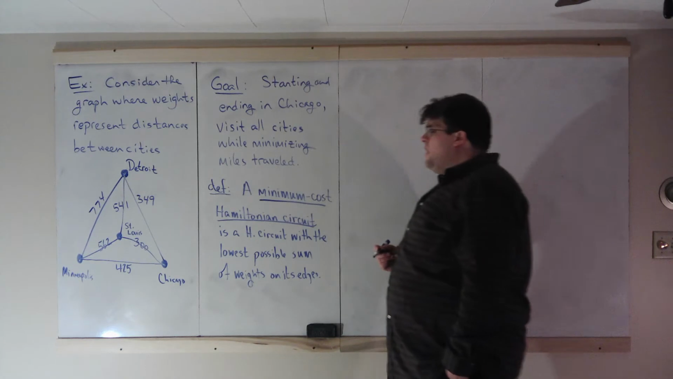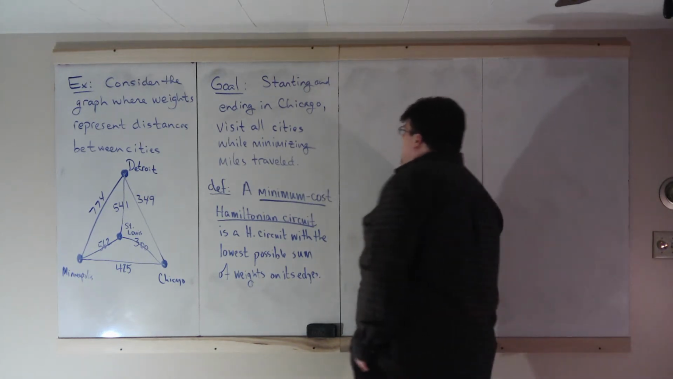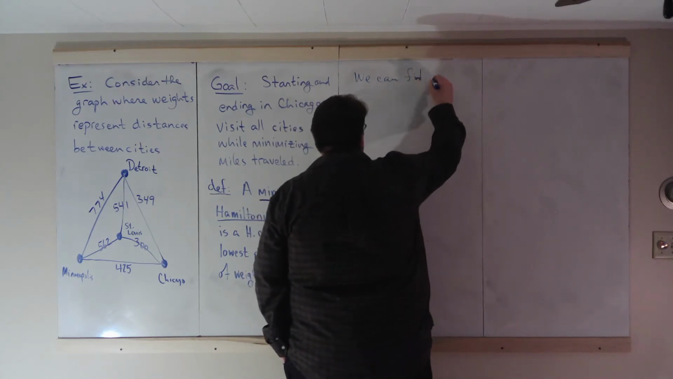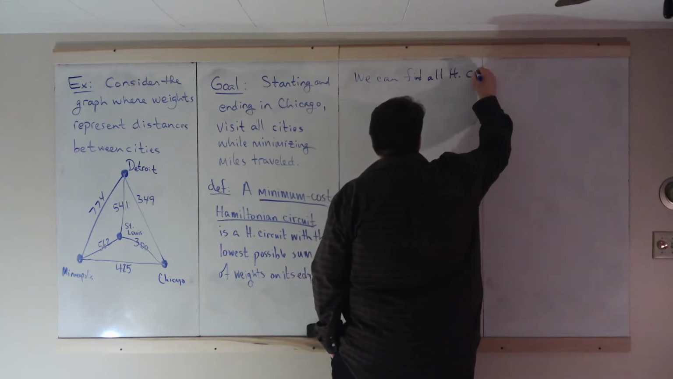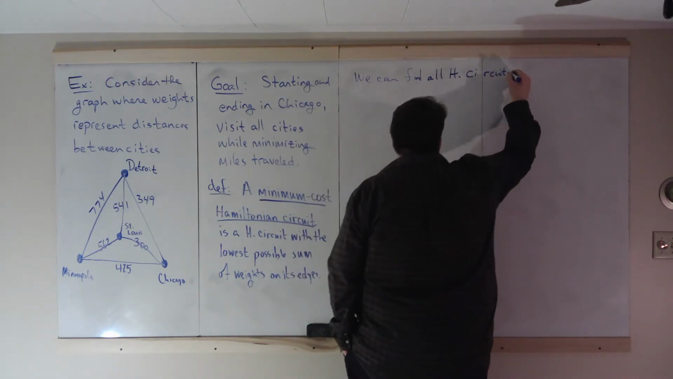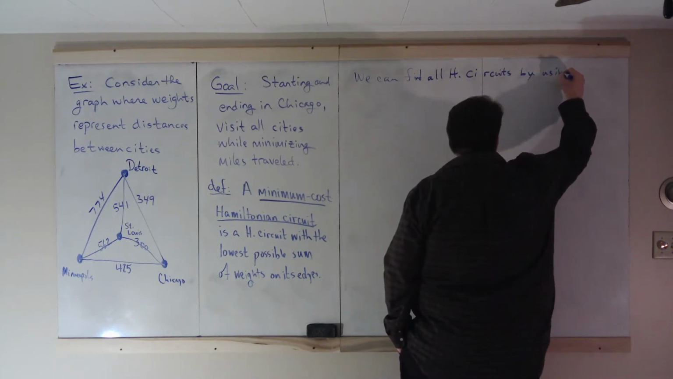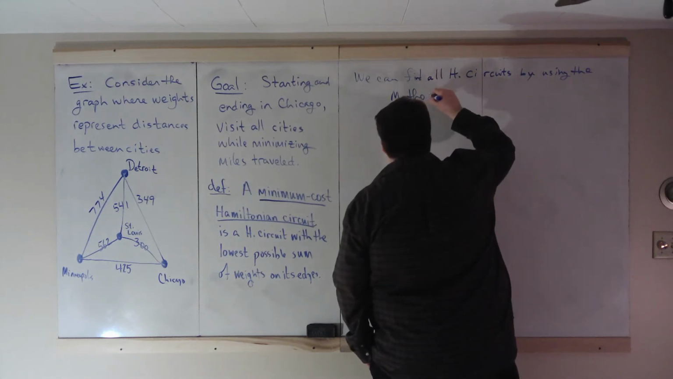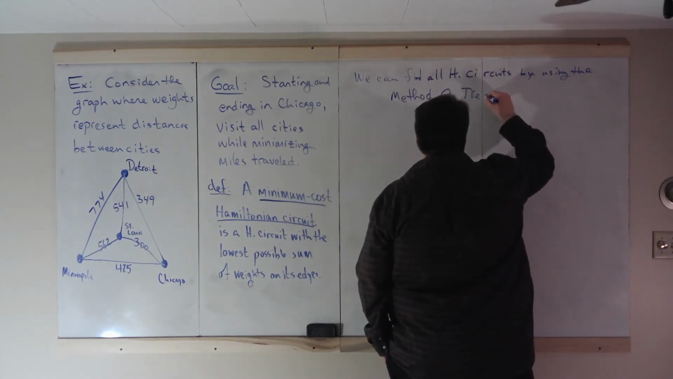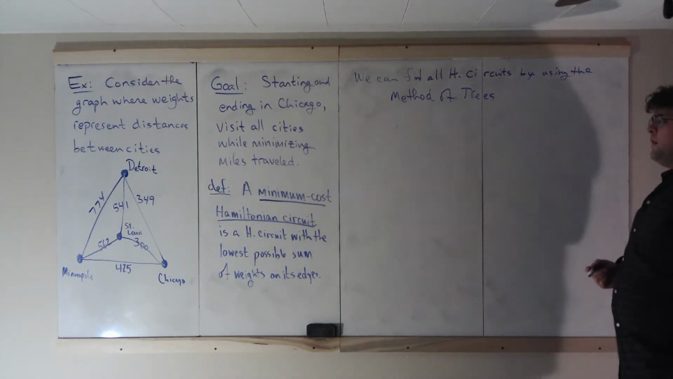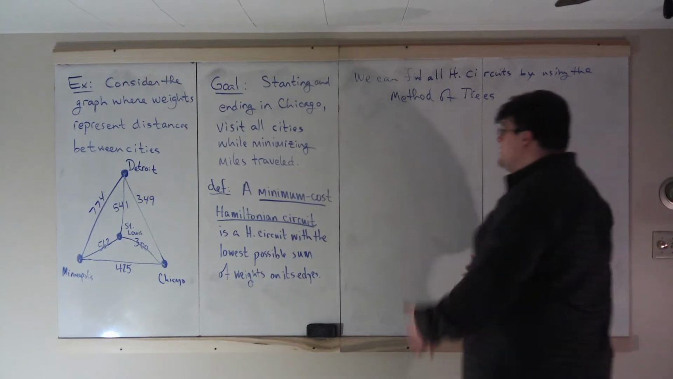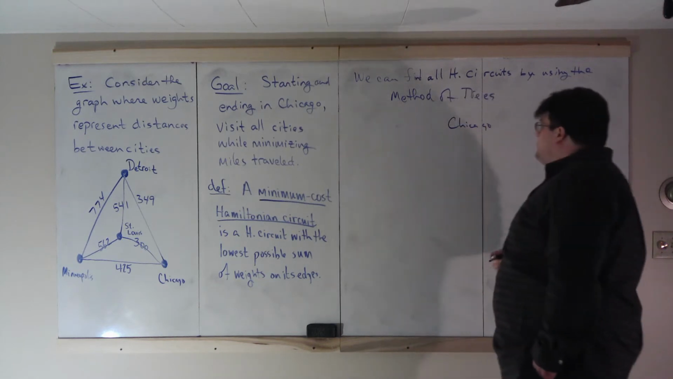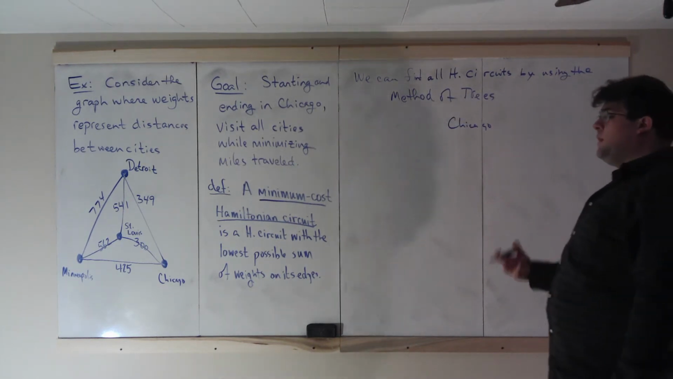Now, how can we list all of them out? Well, we can find all Hamiltonian circuits by using the so-called method of trees. Well, what does that mean? Well, we're going to start and end in Chicago, and we're going to make a tree, well, something that looks like a tree, by picking the choices we can make in each step.